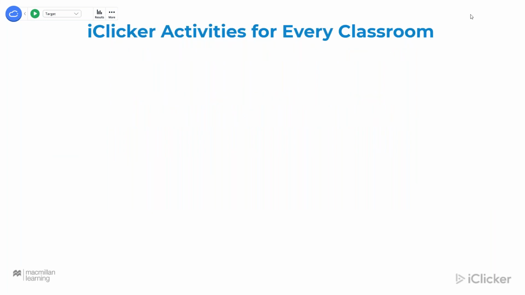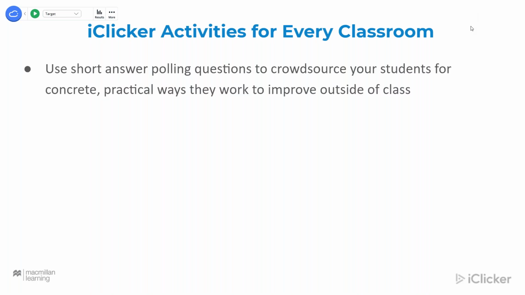So here are some iClicker activities you can use in every classroom, regardless of the subject you're teaching. You can use short answer polling questions to crowdsource your students for concrete, practical ways that they work to improve outside of class. Okay, so if they've got study groups going on, if they're using tutoring, maybe they're using certain videos. There are a lot of great people that are making material on YouTube that your students are using to supplement some of their education. Make it easy for your students to share the names of those people who are making good content.